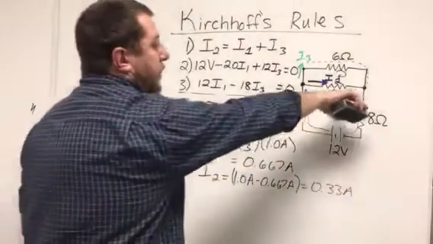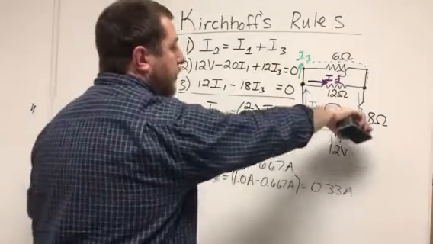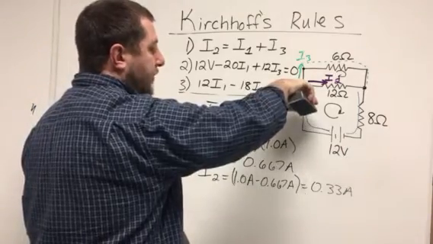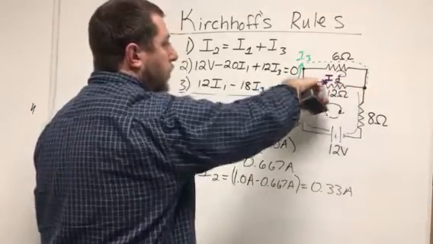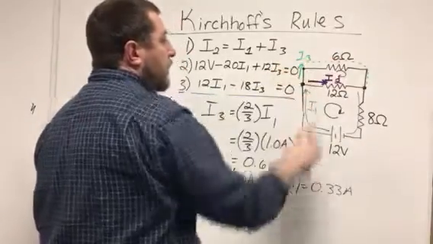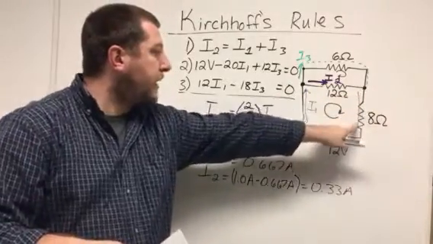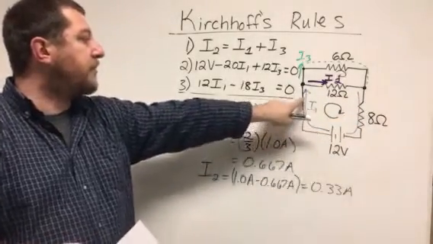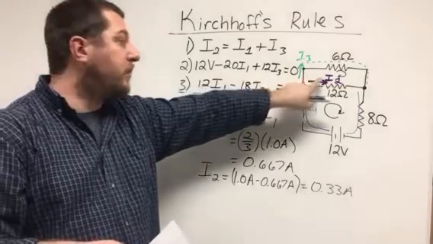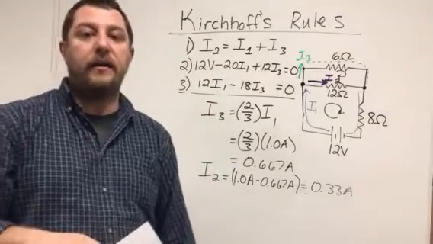So, recap, what's happening here is we have 1 amp flowing through this large branch where the battery is, and then 1/3 of it goes through I2, and 2/3 of it goes through I3. So, for every 3 electrons that flow through I1, when those 3 electrons hit this branch, 1 of them will go through I2 and 2 of them will go through I3.